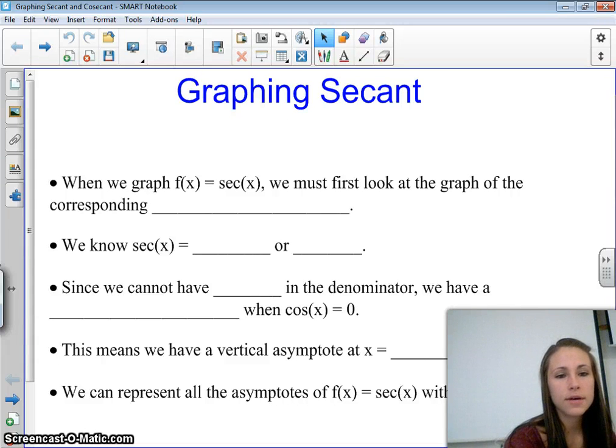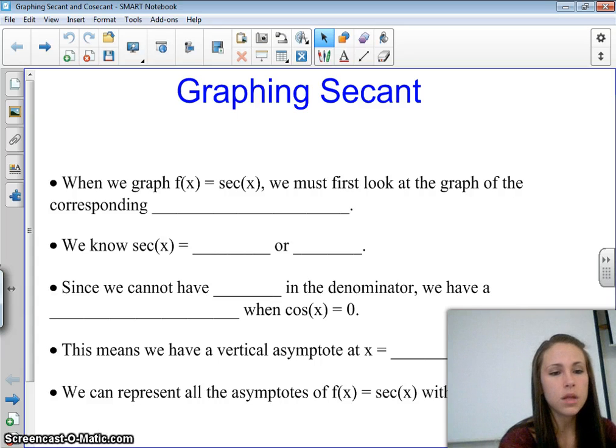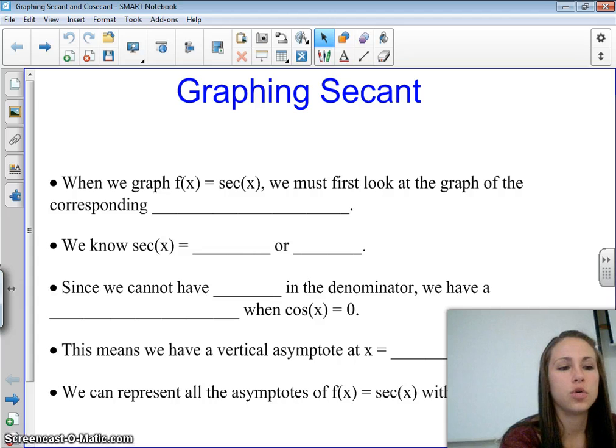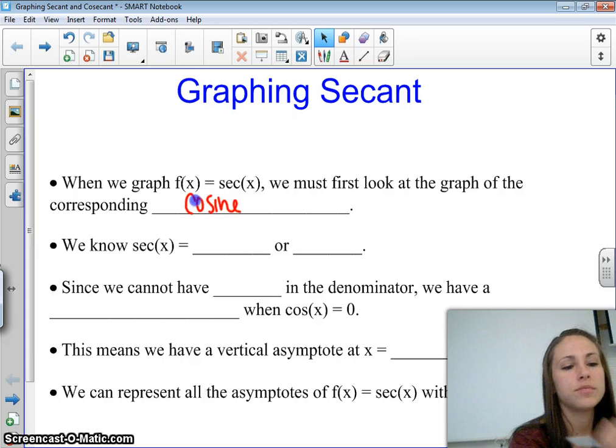Alright, so we're going to graph secant and cosecant, and these should be pretty simple because it's basically just the same thing as graphing sine and cosine. But anyway, whenever you're graphing secant, you're first going to look at the corresponding graph that goes with secant, which is cosine. So you're going to look at the cosine graph.